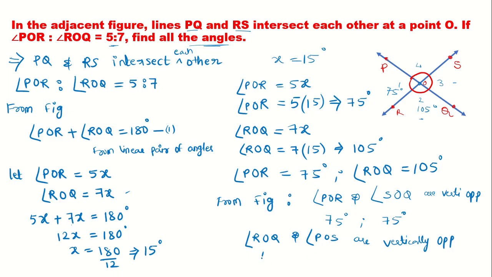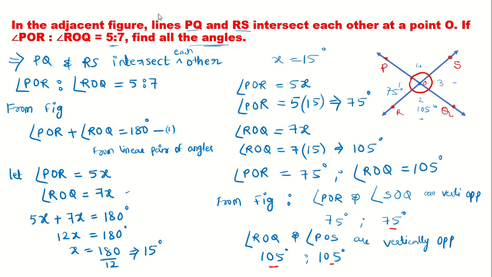Angle ROQ we have as 105 degrees. So, automatically what will be angle POS? It will be 105 degrees. Okay. So, we found all 4 angles. Angle POR is 75 degrees. Angle SOQ is 75 degrees. Angle ROQ is 105 degrees and angle POS is 105 degrees. Okay. So, this was about this problem.